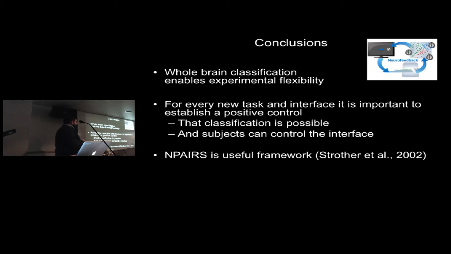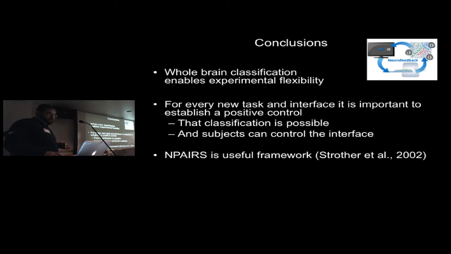Because if we don't have even this basic capability, then when things aren't working in the future, we have really nothing to fall back on. So this positive control idea, I think, is very important. So we need to show the classification of the states that you're trying to classify is possible, and that subjects can then use this to control the interface.